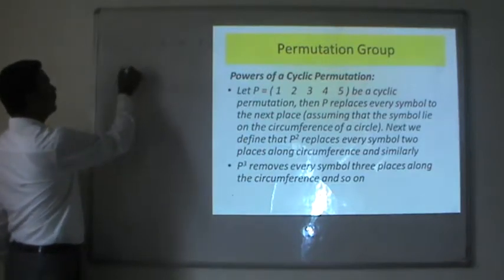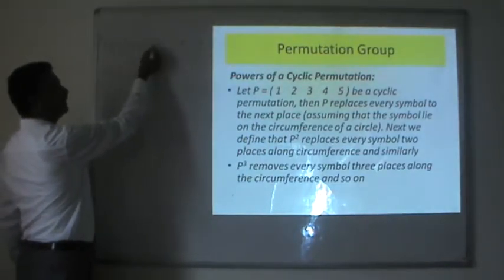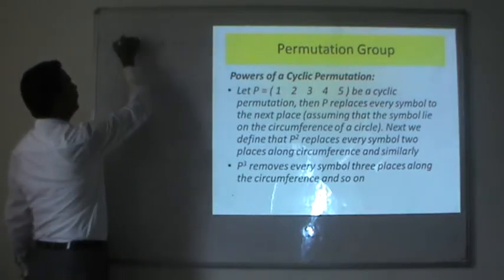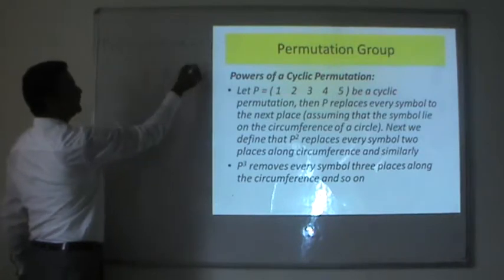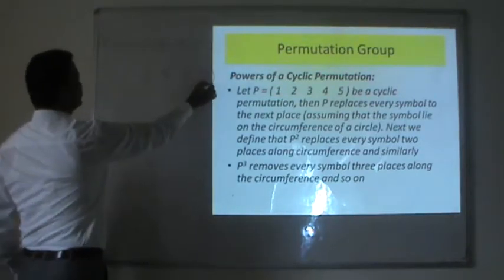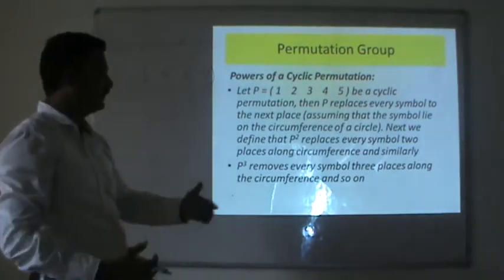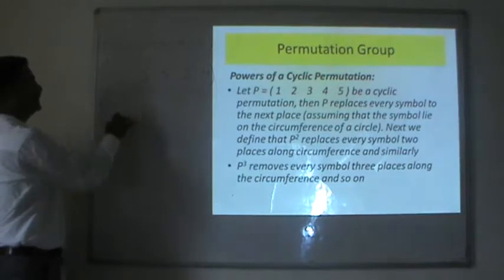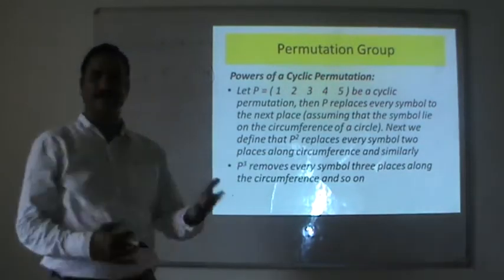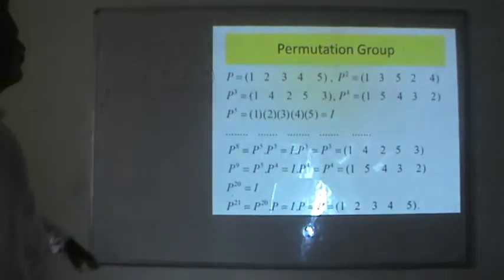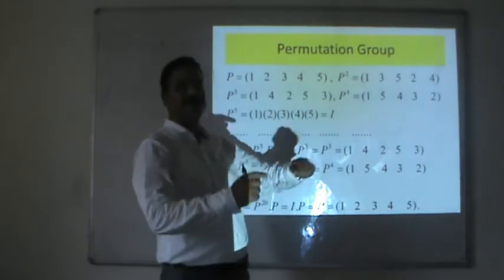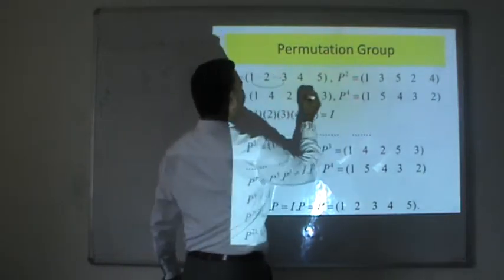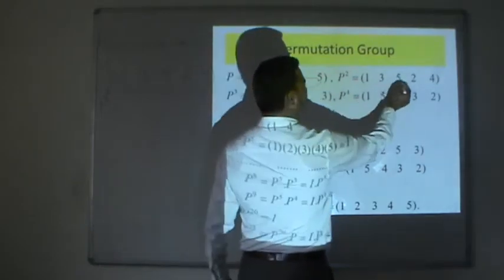So 1 goes to 3, two places: 1, 2. Further, two places, so 5. Further, from 5, two places, 2, and from 2, two places, 4. So this is P square. And how do we obtain P square? Just by replacing symbols two places. In a similar manner we can easily find P cube also by replacing every symbol three places. This is your P. P square we obtain by just replacing our element two places. So after 1 we put 3, again two places, so 3 to 5, and further 5 to 2, two places.